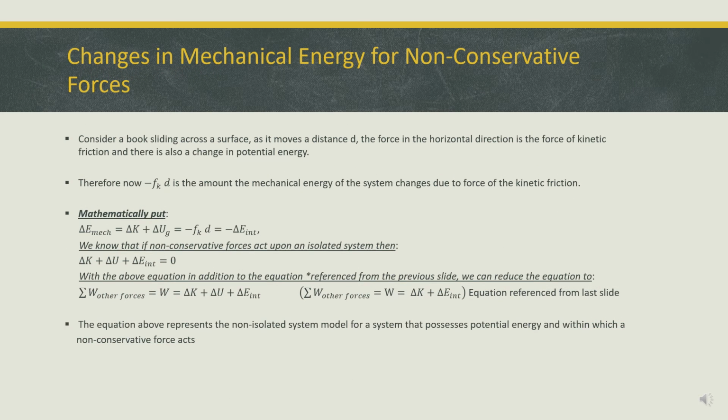For mechanical energy changes dealing with non-conservative forces, there now is an additional source of energy rather than only kinetic and internal. Now there is potential energy. This change in potential energy added with change in kinetic energy is equal to both the negative kinetic friction and negative internal energy, which can be illustrated with the mathematical formula as shown. When combining that equation with the referenced equation from the previous slide, we result in an equation that represents the non-isolated system model that harnesses potential energy within which a non-conservative force acts. That is shown by the equation: the sum of work of other forces is equal to work and equal to the sum of change in kinetic energy, potential energy, and internal energy.